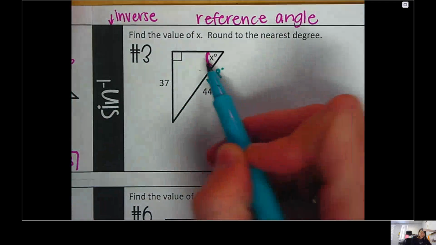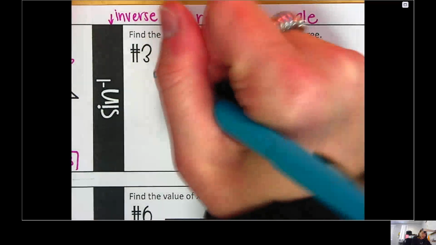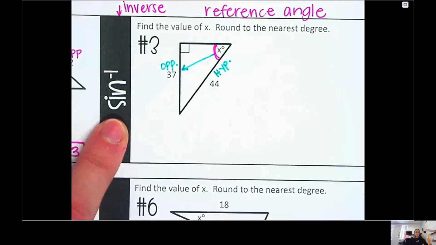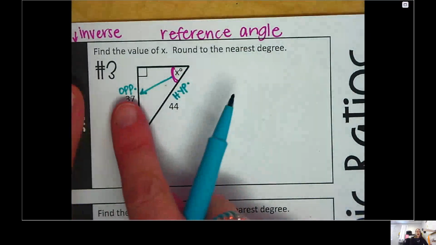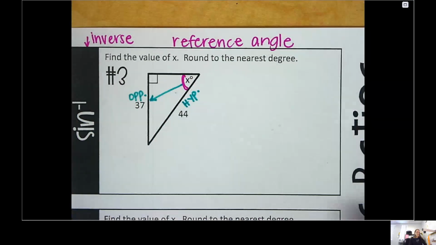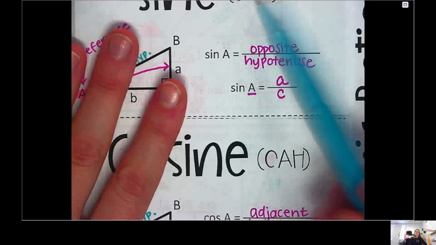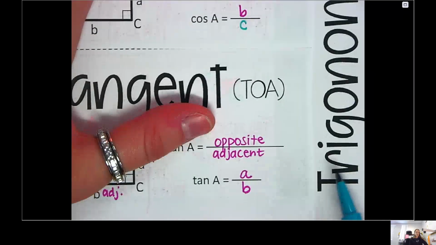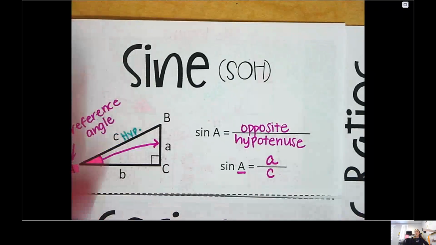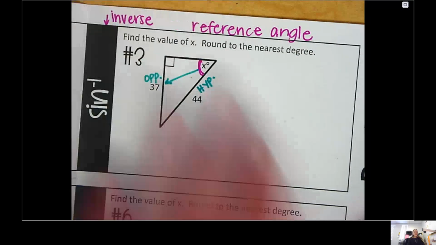And the 37 is directly across from the x, so this is my opposite side. I know that obviously I'm telling you which one to use here, but if you were trying to figure it out, you would say, okay, I'm given the opposite and the hypotenuse. Of these ratios, which one uses opposite and hypotenuse? Obviously it's the first one, but that's how you would go about choosing if you didn't know which one it was. Okay, so we're going to use the sine.